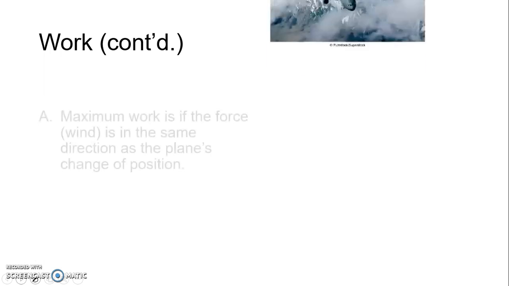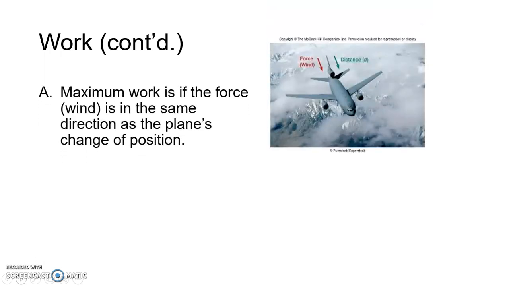Now, let's talk a little bit more about what happens if the force applied is parallel versus not parallel to the direction of motion. The maximum amount of work is exerted if the force is parallel to the distance. So, for example, we have an airplane here that's flying from the north to the south. The wind is going from the north to the south in the same direction as the motion of the plane. Therefore, the wind, the force of the wind, can have the maximum effect in helping the plane move along. You have a nice tailwind to help push the plane along.